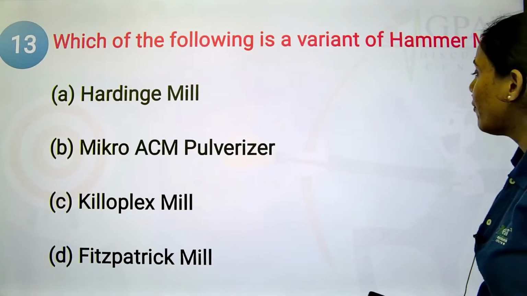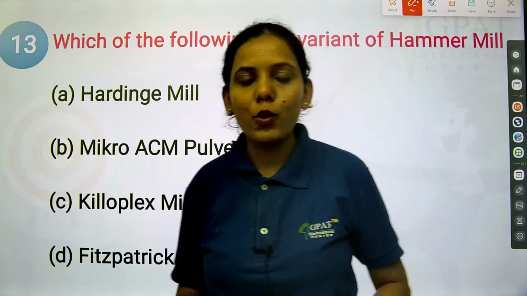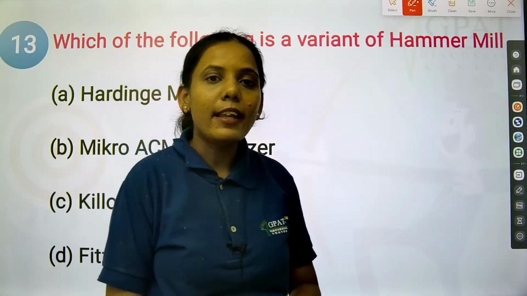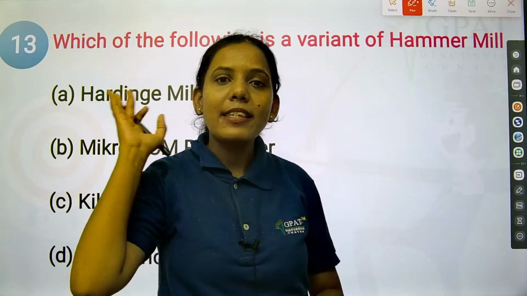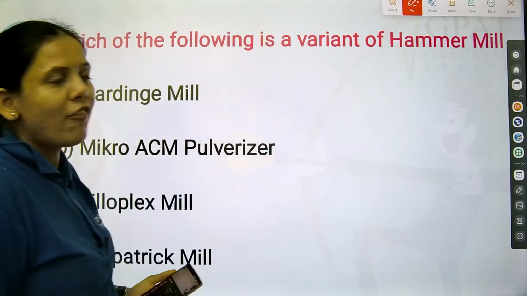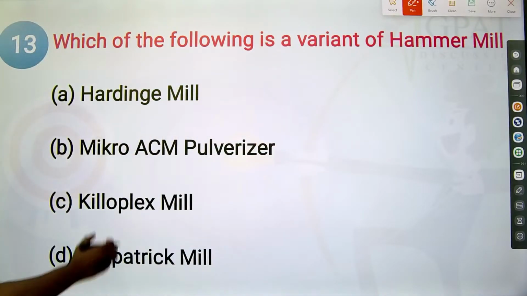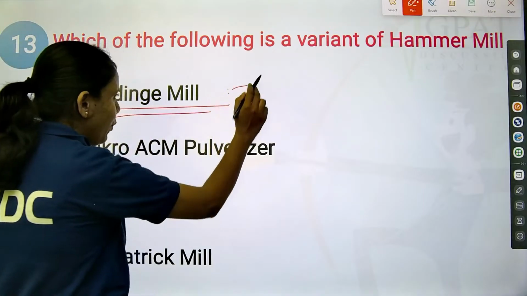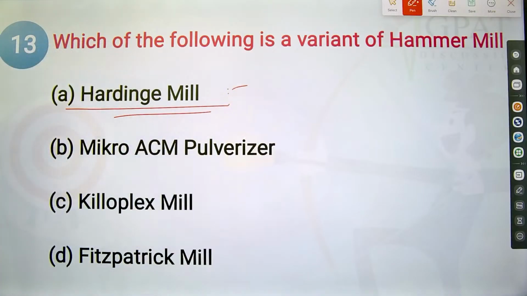Which of the following is a variant of hammer mill? Most of the times you will see this question. Variant is nothing but what? One mill is there, some modification has been done, so we call it a variant. What is the variant of hammer mill? First of all, Hardinge mill is the variant of what? Can you tell me?